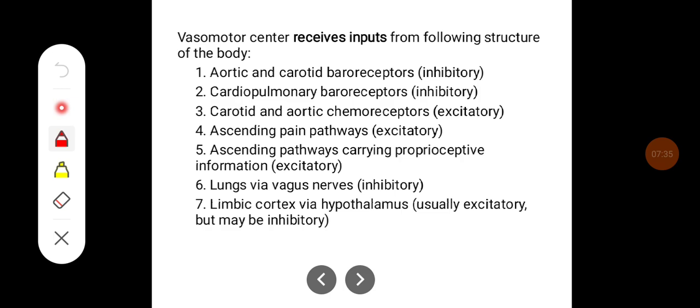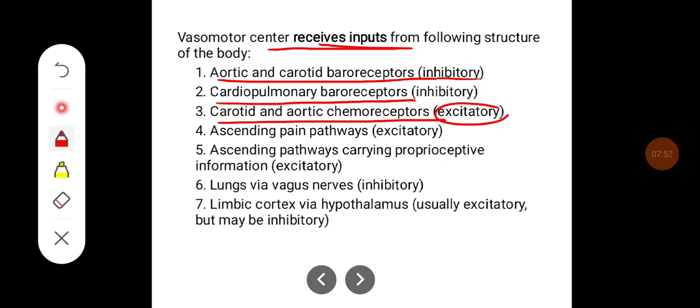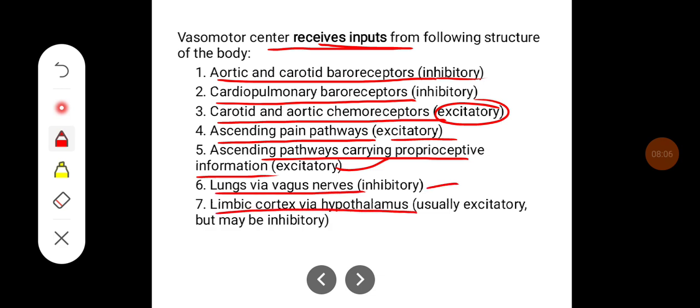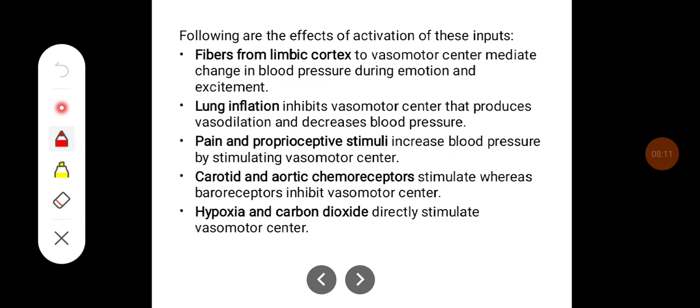The vasomotor center receives inputs from the following structures. It receives information from aortic and carotid baroreceptors, which are mainly inhibitory to the vasomotor center. Then cardiopulmonary baroreceptors, again they are inhibitory. Carotid and aortic chemoreceptors, they are excitatory. Ascending pain pathways, again they are excitatory, and ascending pathways carrying proprioceptive information are excitatory. And the lungs via the vagus nerve, they are inhibitory, and the limbic system and hypothalamus, usually they are excitatory, but maybe sometimes inhibitory.